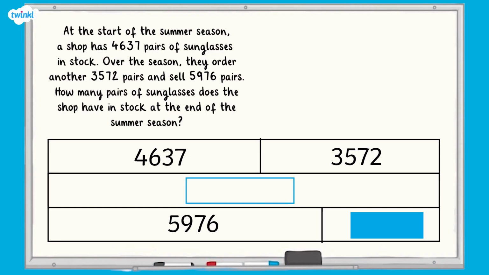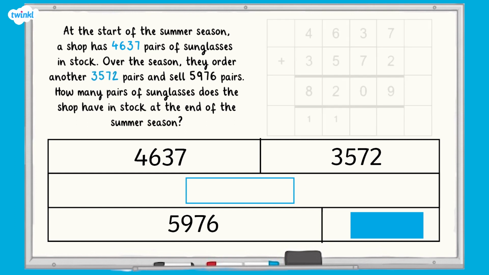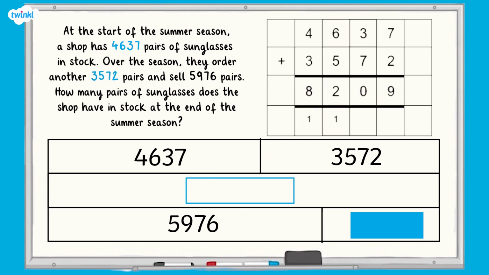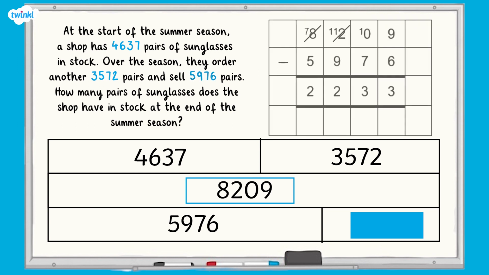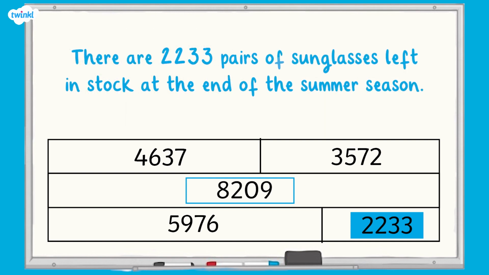How did you get on? Let's check your answer. We can add together the number of sunglasses they had in stock and the number of sunglasses they ordered to get the total number of pairs, which is 8,209. We then need to subtract the pairs that they sold from the total amount. There are 2,233 pairs of sunglasses left in stock at the end of the summer season.